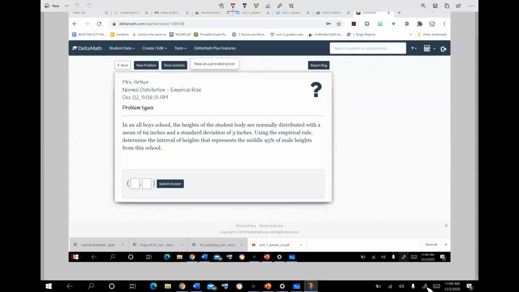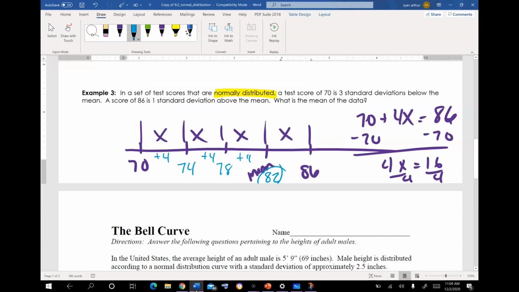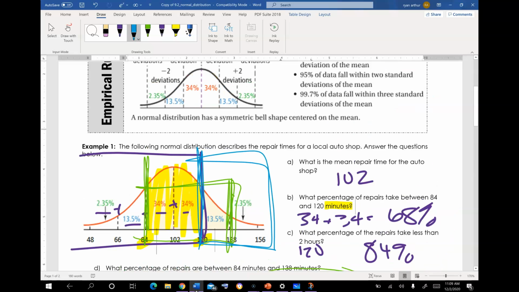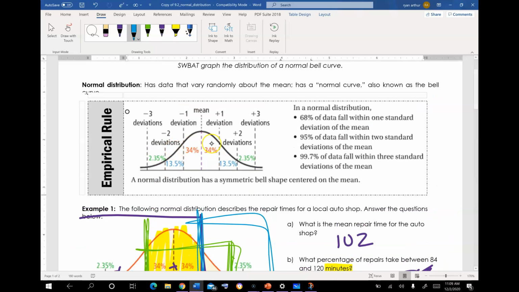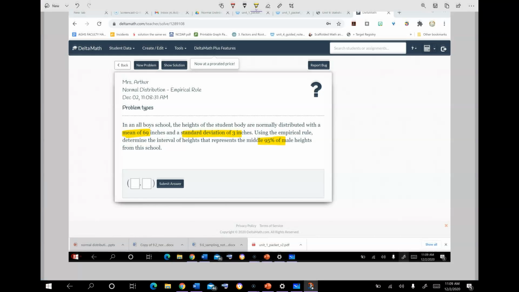All right, so it says, in an all-boys school, the heights of the student body are normally distributed with a mean, there's my mean, of 69 and a standard deviation of 3. That's what you need. It wants me to know, using the empirical rule, what represents the middle 95%. Well, you have to remember 95% is 2 standard deviations, okay? So 68 is 1, 95 is 2, and 99.7 is 3, all right?